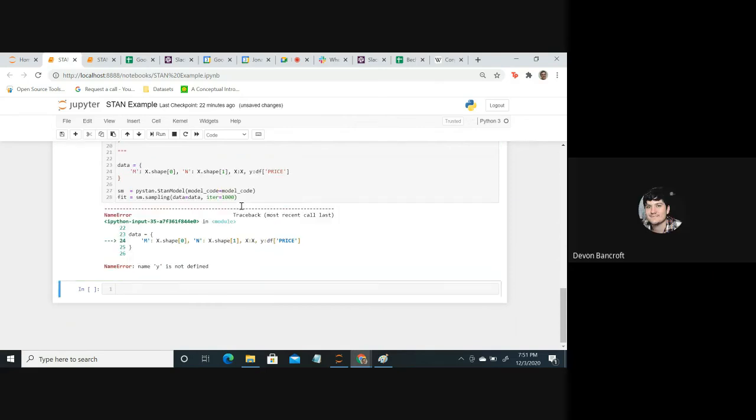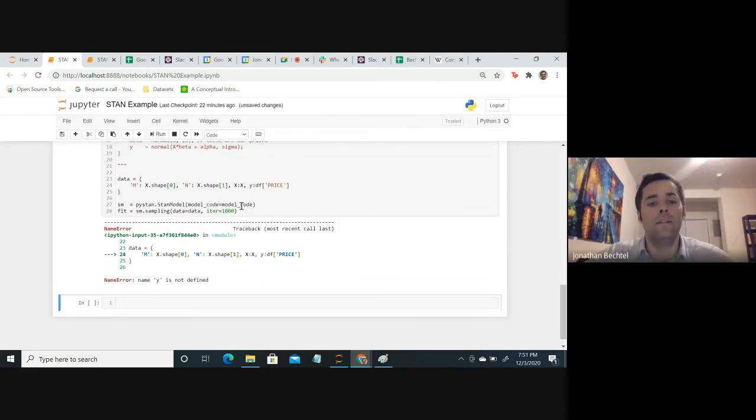Also, did we define X? Yeah, I defined X. If you didn't, you'd want to go ahead and define it now. It's just everything except the price column.